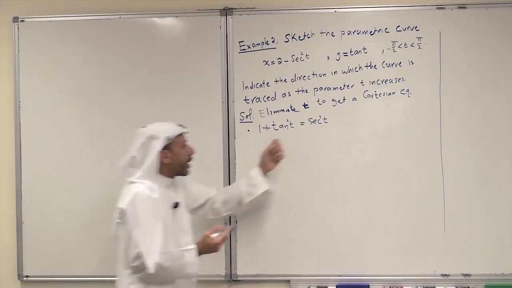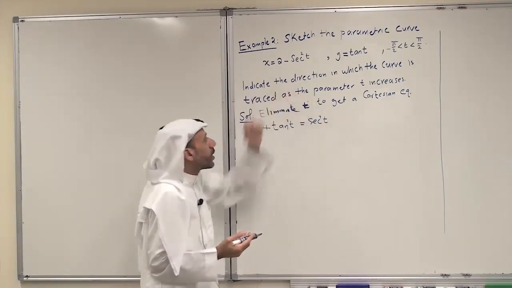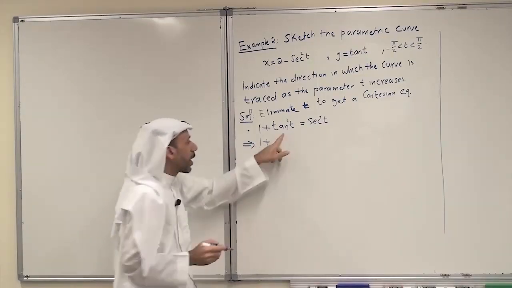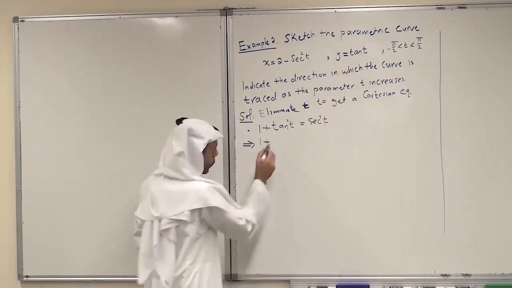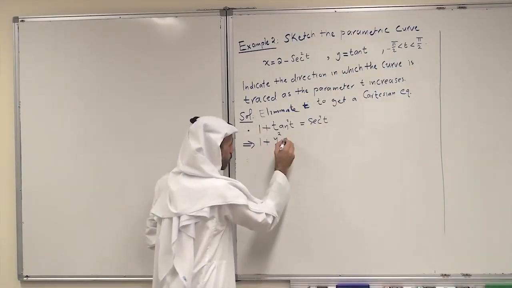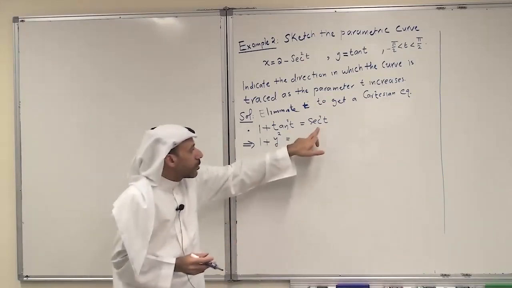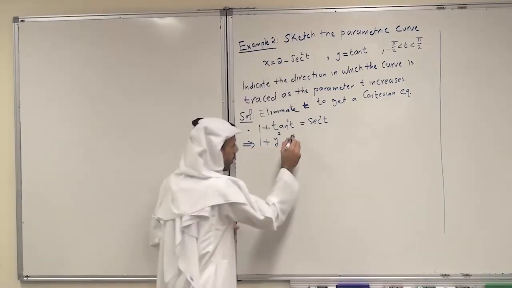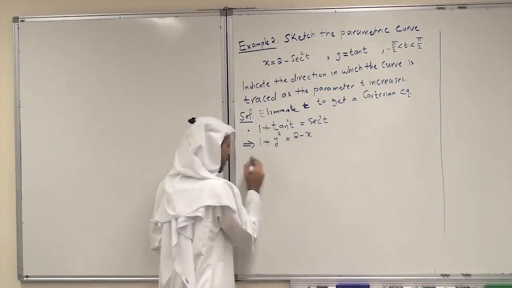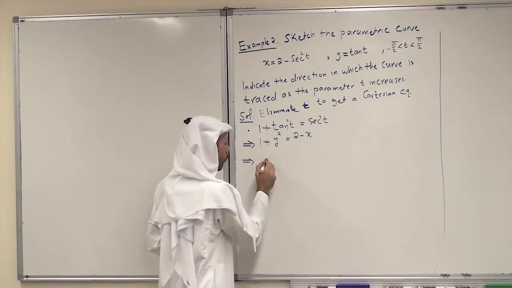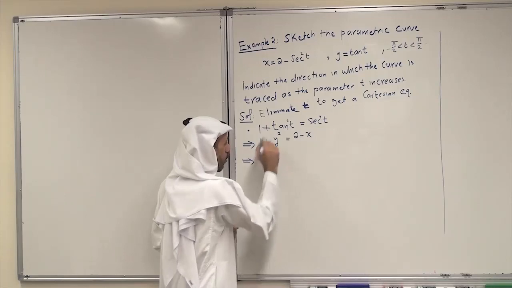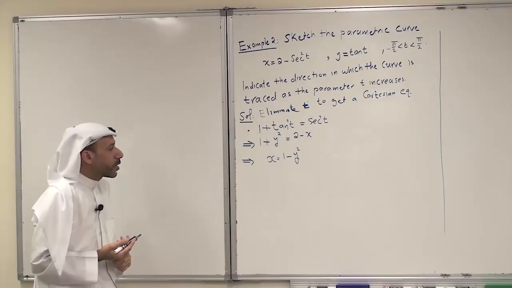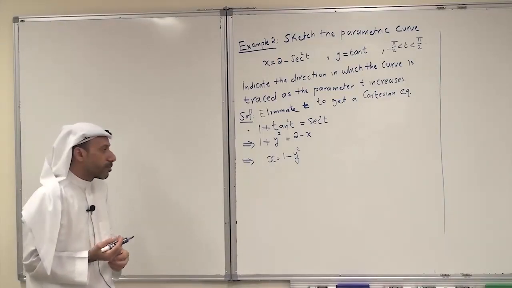Now I can replace tan and secant by equations in terms of x and y. So this gives us the following. 1 plus, I have tan equals y, so this becomes y squared. For secant squared, well, I check the first equation. When you solve for secant squared, I get 2 minus x. And this gives us the following. Solving for x, x equals 1 minus y squared. So this is the corresponding Cartesian equation.